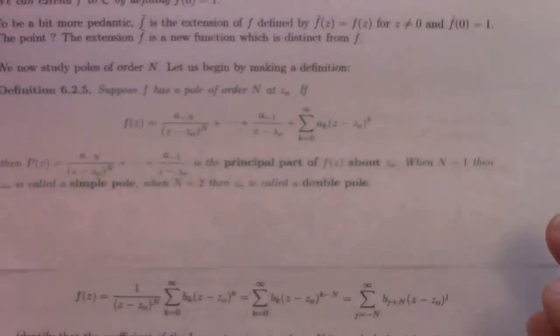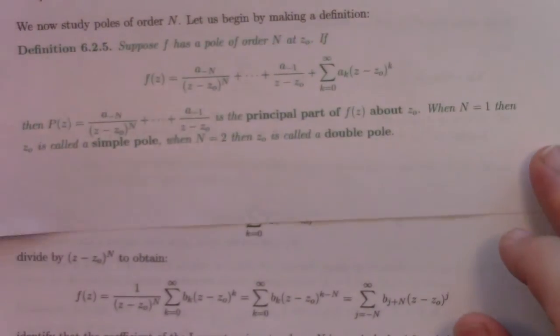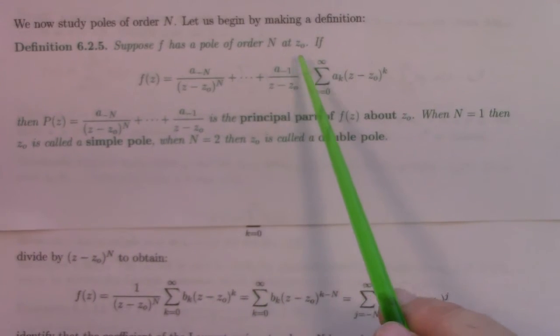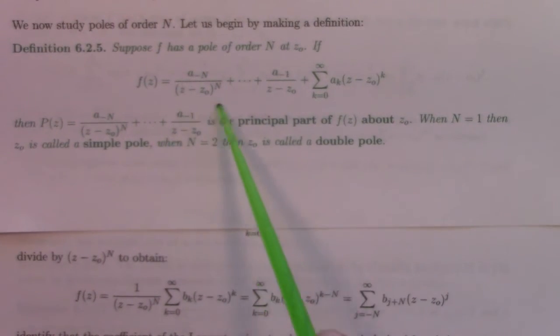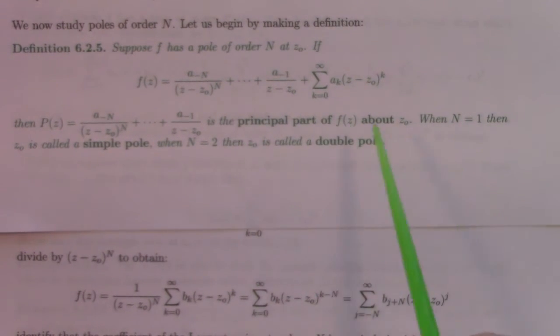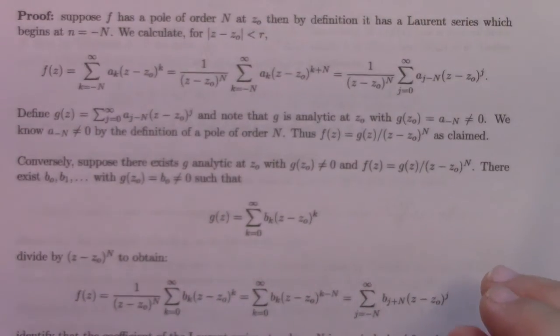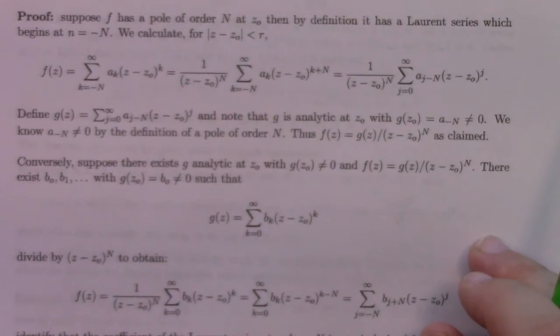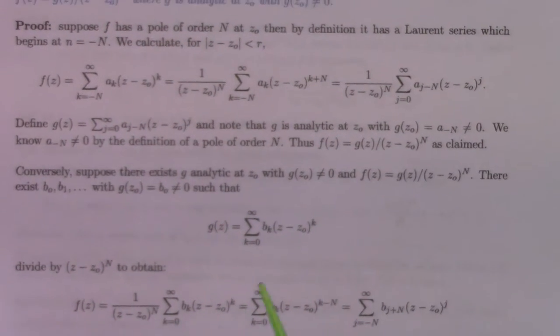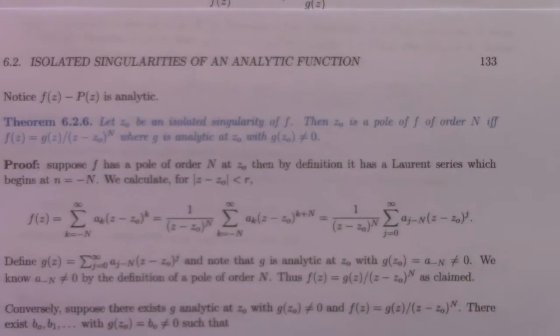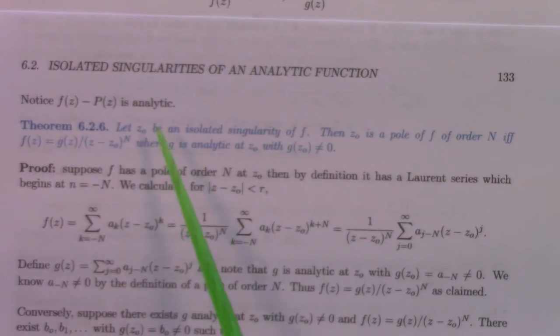Now, I've been using this terminology already, but if we have a pole of order n, the piece with reciprocal terms is called the principal part. If n equals 1, it's a simple pole. If n equals 2, it's called a double pole. All right, great. The theorem that we have is very useful. We keep using this again and again in what follows.